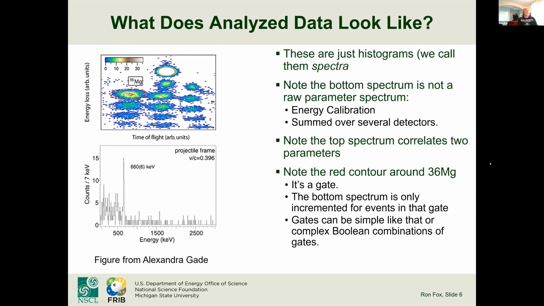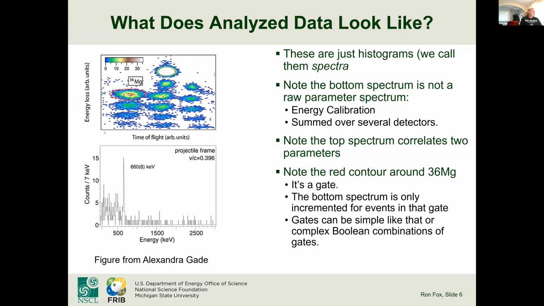What we produce from this is a thing called histograms. We call them spectra for historical reasons. Over to the left are a couple of spectra from an experiment run by Alexandra Gada at the NSCL. I want to draw attention to a couple of features. One is a red circle around this blob, identified as 36 magnesium. So that's magnesium 36, one of the isotopes of magnesium.